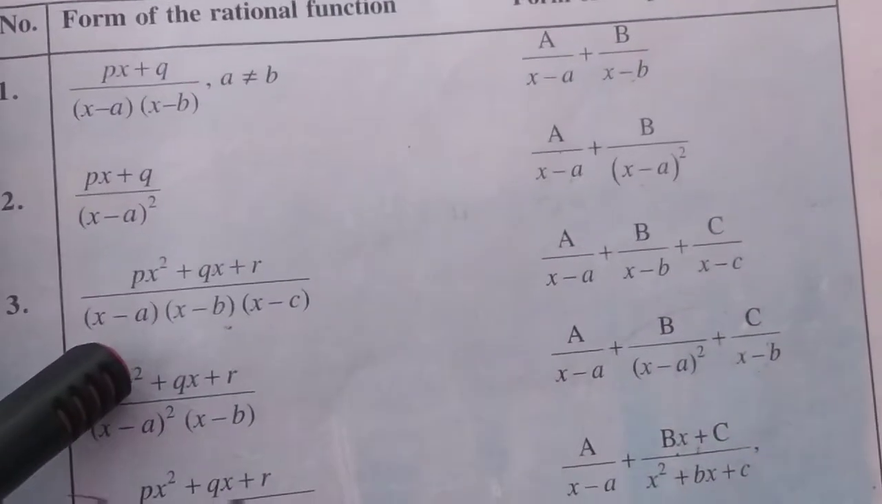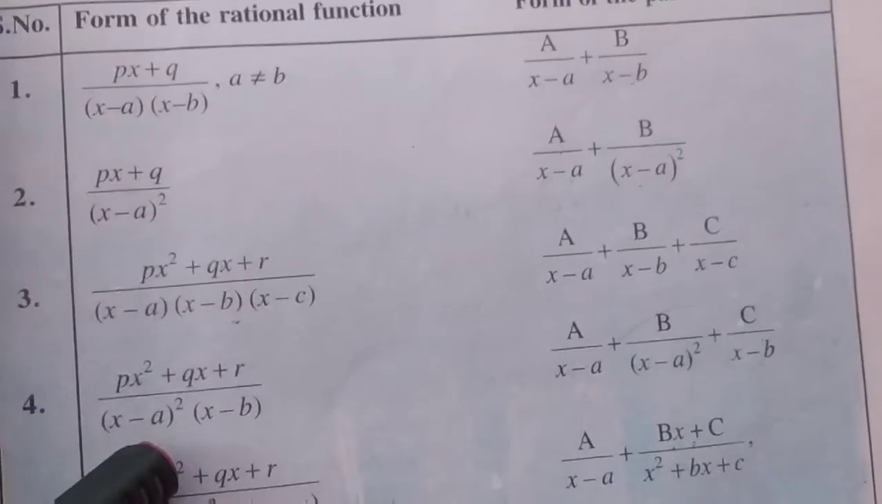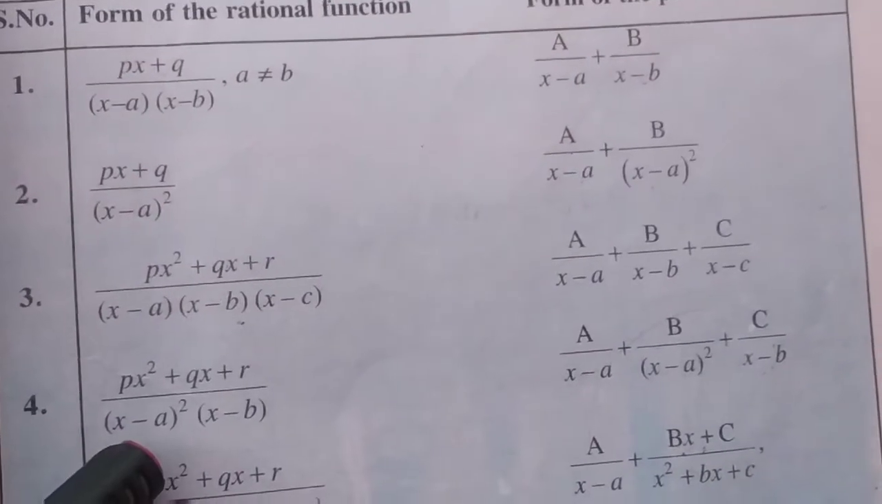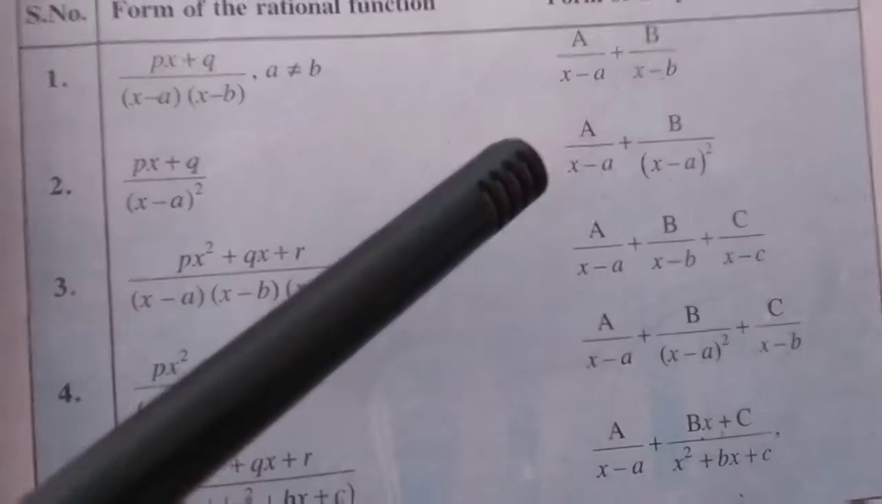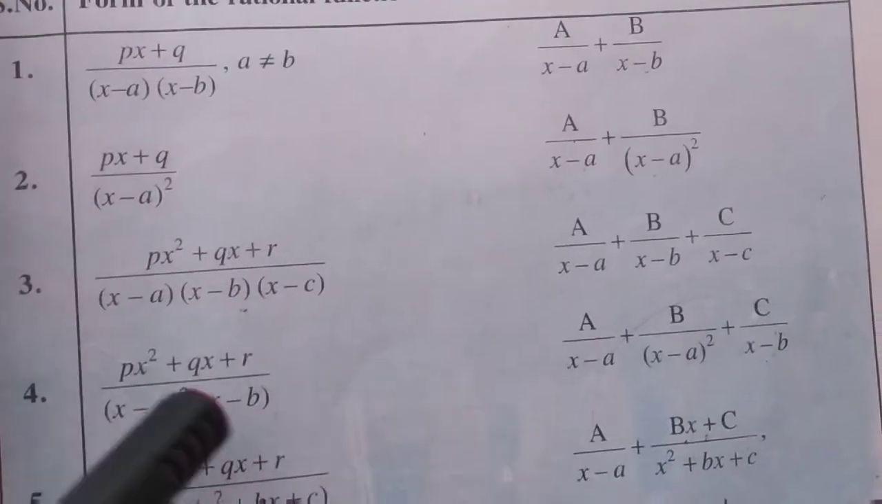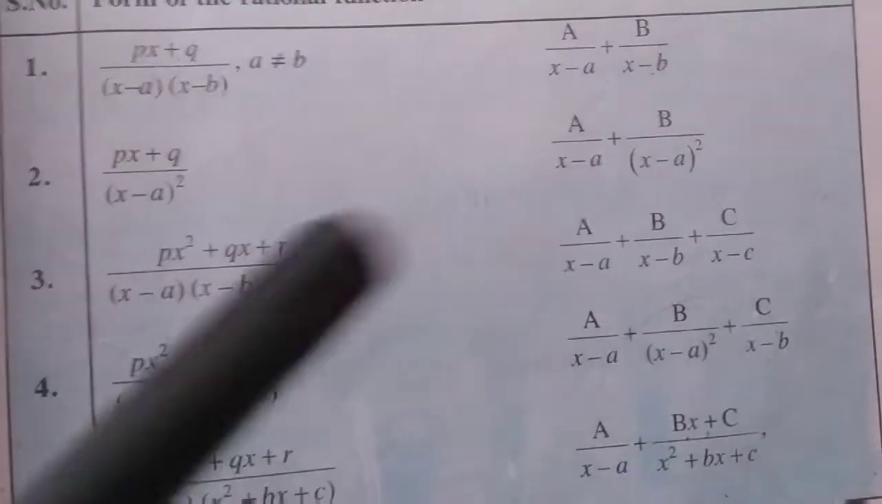The next one is a quadratic divided by a cubic in such a way that two factors are the same and one factor is not the same. If two factors are the same, how will you write it? A divided by x minus a plus B divided by x minus a the whole square. For this part, it is over. If you have some other different factor, you will write C divided by x minus b.